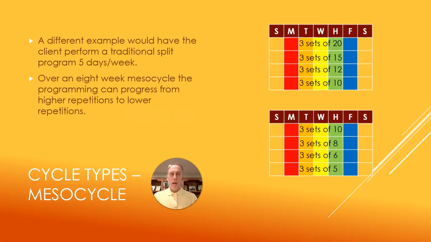We talked a little bit about linear programming. This would be a pretty overly simplified version of this over an 8-week mesocycle, where during the first week you do 3 sets of 20, 3 sets of 15, 3 sets of 12, 3 sets of 10. This is on all exercises across the board. Then in the next month you go 3 by 10, 3 by 8, 3 by 6, 3 by 5. But of course, while also raising the intensity because you're lowering the volume, right?